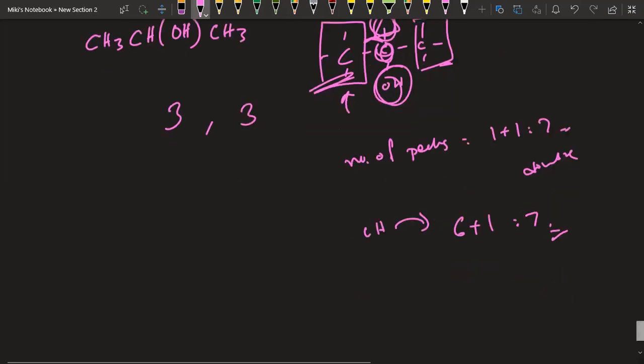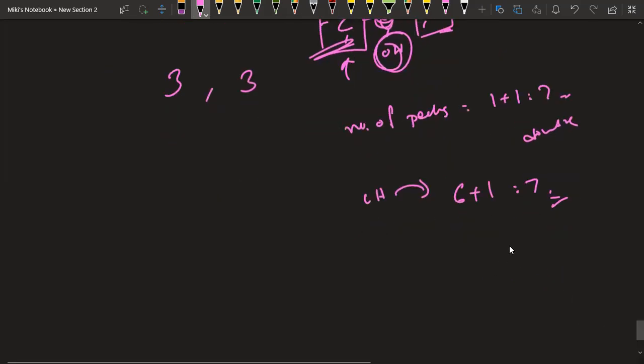Finally, we have the OH group, and OH will show somewhere in the graph. A singlet will be shown there. A single peak should be shown there. So OH is a singlet.